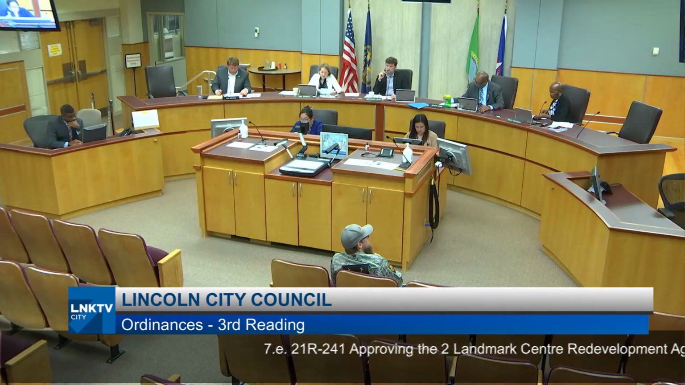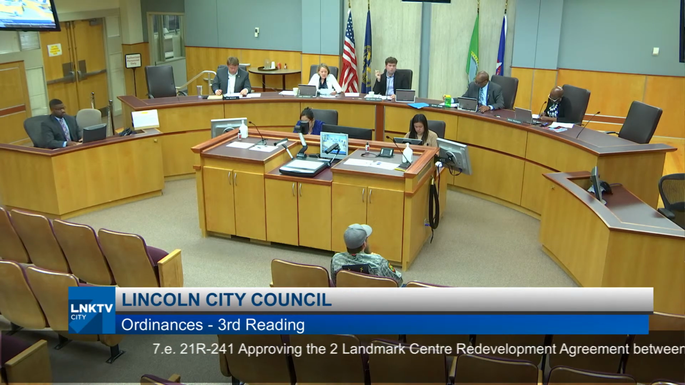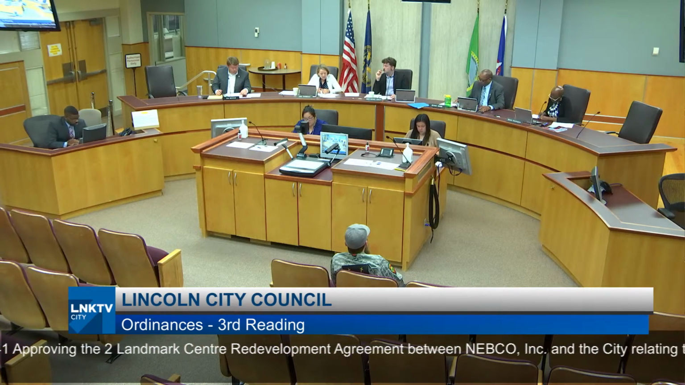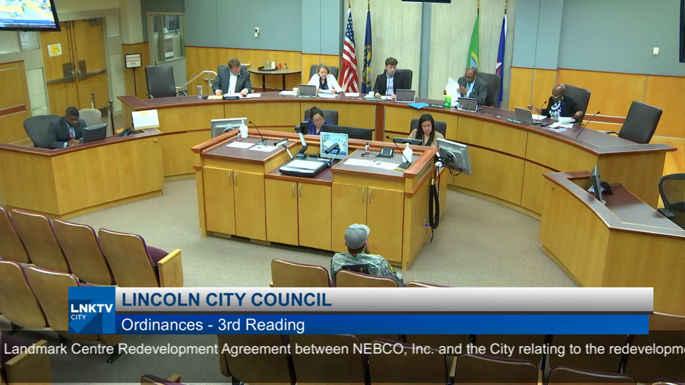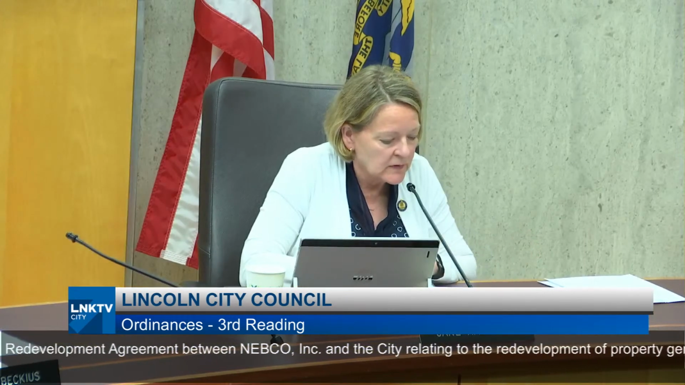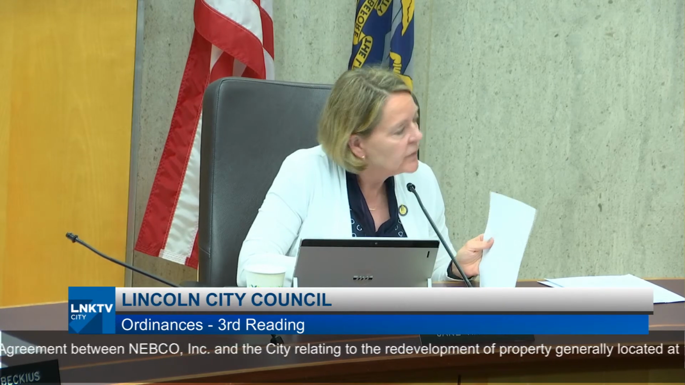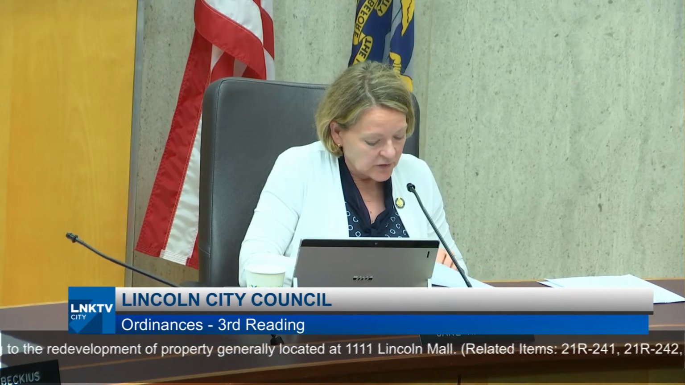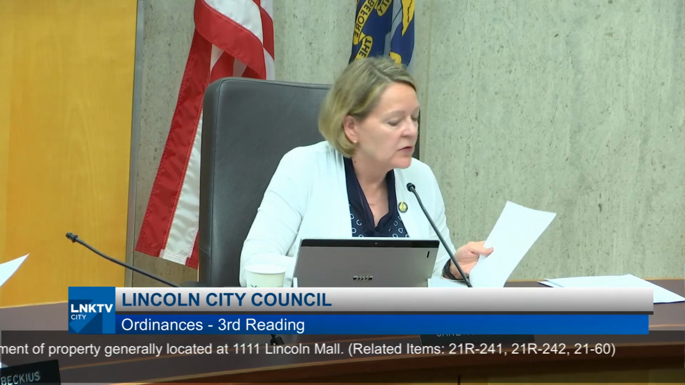Item 7E is approving the 2 Landmark Center redevelopment agreement between NEPCO Inc. and the city relating to the redevelopment of property generally located at 1111 Lincoln Mall, introduced by McGinnis. So moved. Second. Moved and seconded by Councilman Schob. Any discussion? Councilwoman Raybold: I'd like to introduce the motion to amend number 1, which is replacing the resolution introduced on June 14th, 2021 with a substitute resolution attached here. Is there a second? Second. It's to correct and clarify the location of the project in the text of the resolution.